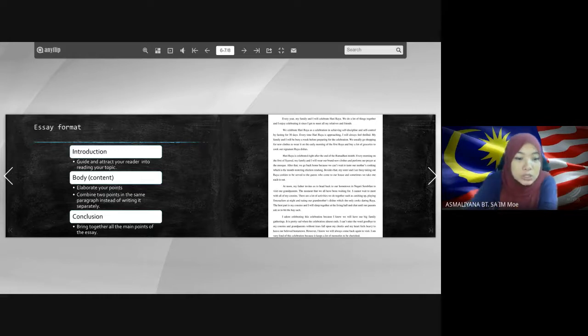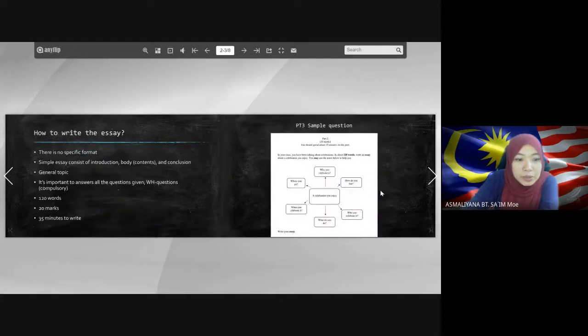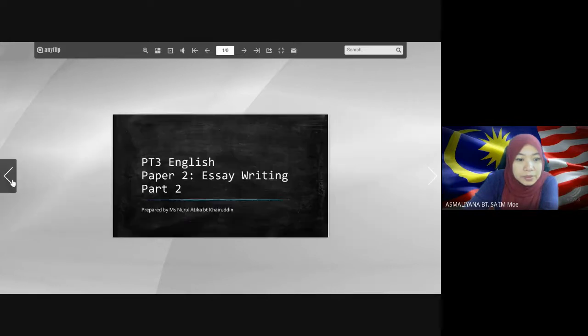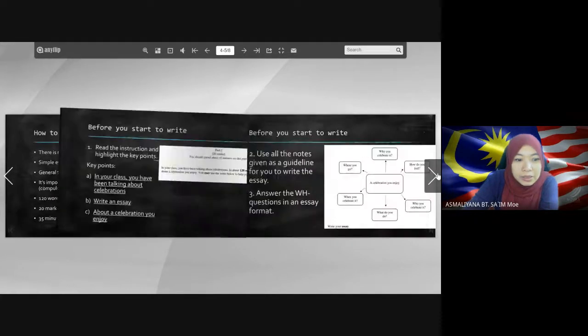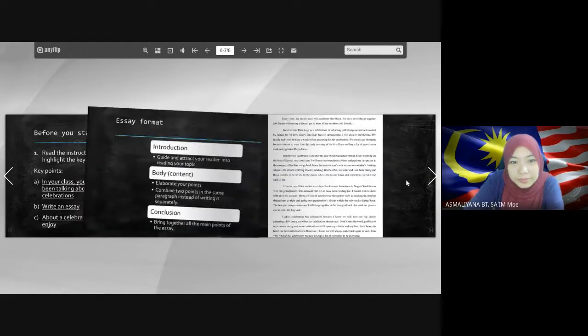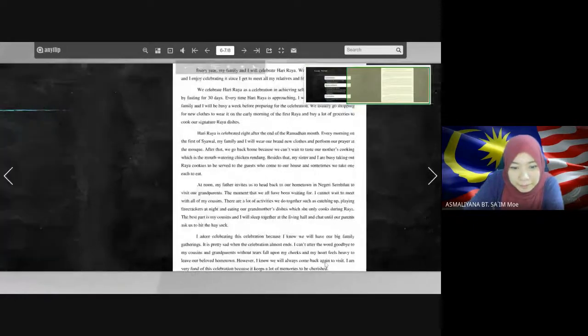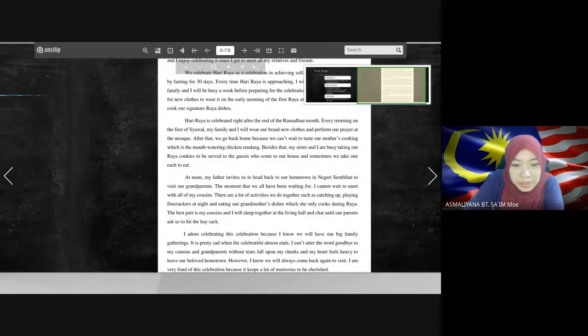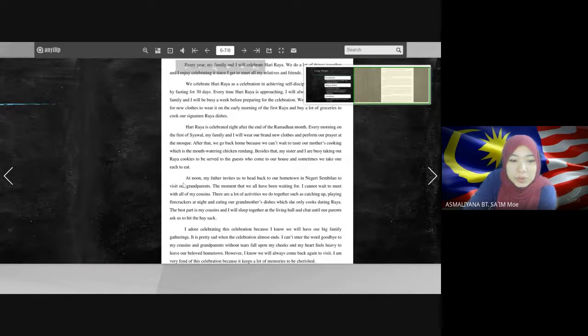And then conclusion. Apa conclusion? Apa maksud conclusion? Penutup. Okay. The main point. Maksudnya dalam ni, okay, dalam ni, I adore celebrating this celebration because I know we'll have our big family gatherings. Pretty sad. However, I know we'll always come back again to visit. I am very fond to this celebration because it keeps a lot of memory to be cherished. Okay, so itu adalah penutup dia.